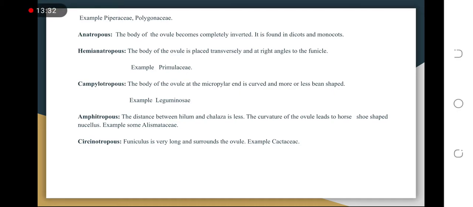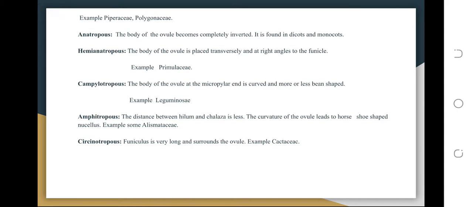Amphitropous: the distance between hilum and chalaza is less. The curvature of the ovule leads to horseshoe shaped nucellus. Example, some Alismataceae. Circinotropous: funiculus is very long and surrounds the ovule. Example, Cactaceae. These are the types of ovules.